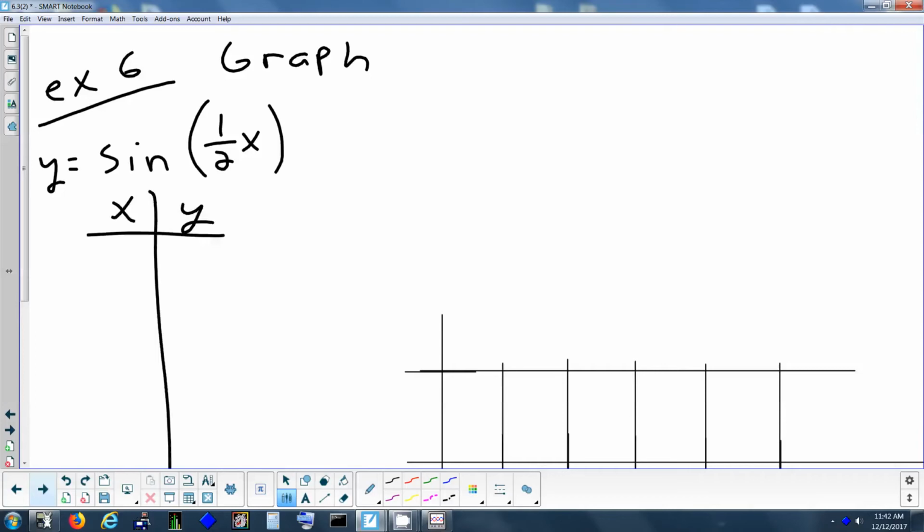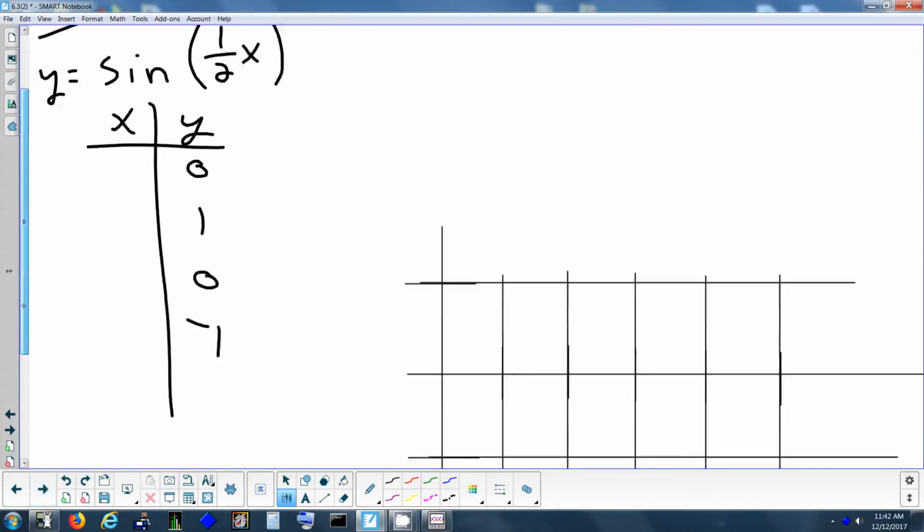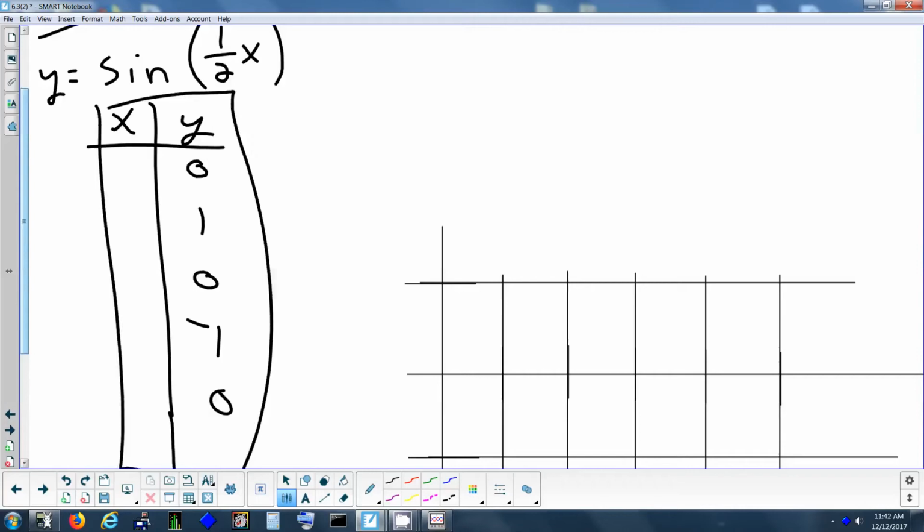So remind me, what stays the same? Y's. What are my y's for sine? 0, 1, 0, negative 1, 0. Now, I'm going to put the original x's, but I'm not going to divide them yet because I'm going to put them in the table for the final answer. What are my original x's? 0, pi over 2, pi, 3 pi over 2, and last one? 2 pi.